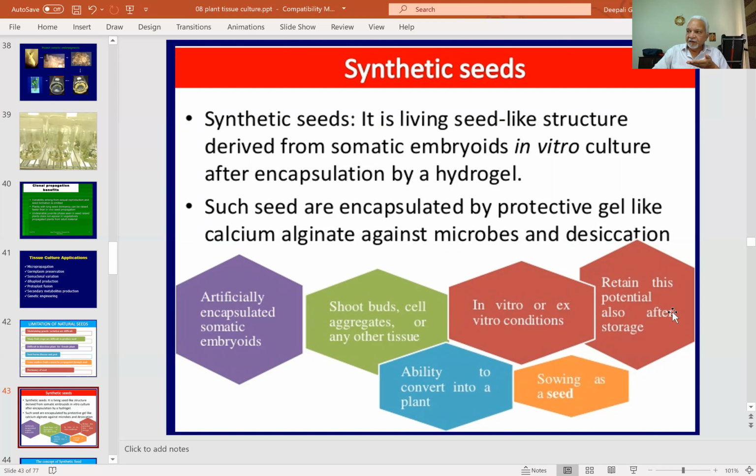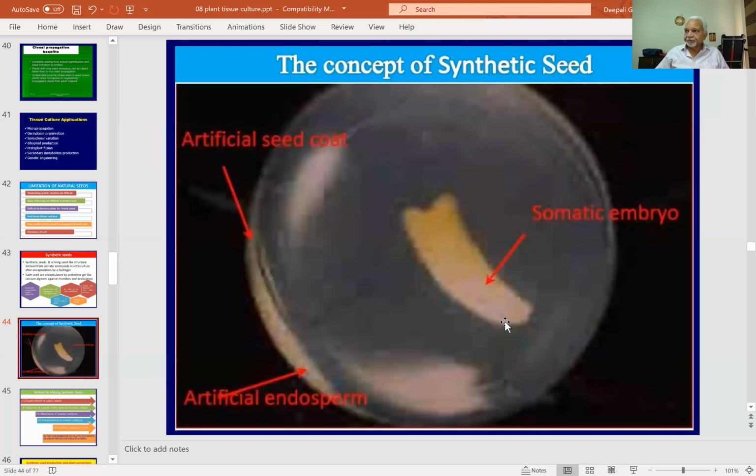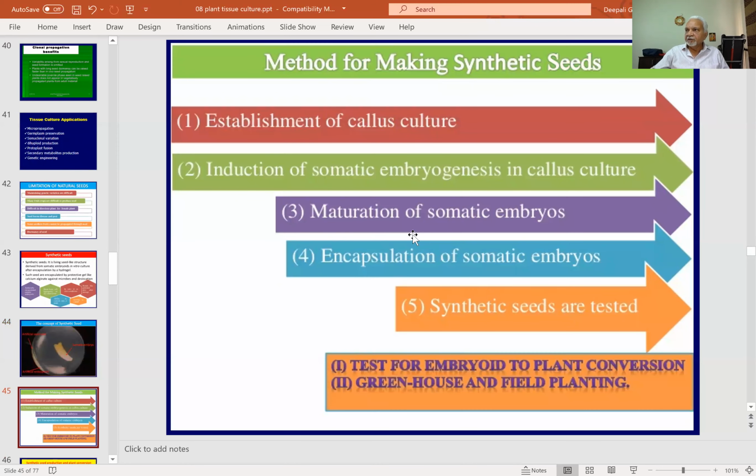So basically, they retain their ability to undergo germination even after storage. The storage can be for years. So that's how a synthetic seed looks. This is the somatic embryo, and this is the gel in which it is embedded. So this is how it looks.